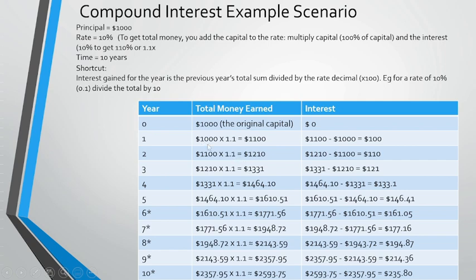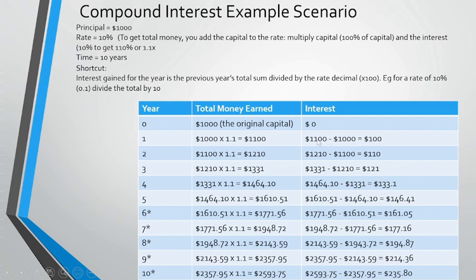So to get the original total amount of money, you have the capital, that's $1,000, and then $100 worth of interest. So you would subtract that to get $100. That's the same for this year. Year one is always the same as simple interest. But year two onwards, that's where it gets a little bit tricky.